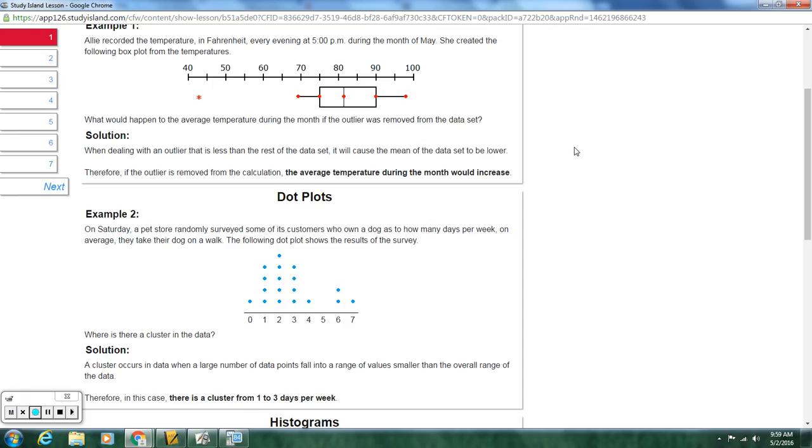No. So, this time says, where is there a cluster in the data? So between what days, or on what days, is there a lot of things grouped up? Where's most of the data happening? Between 1 and 3, right? So, easy stuff starting out.